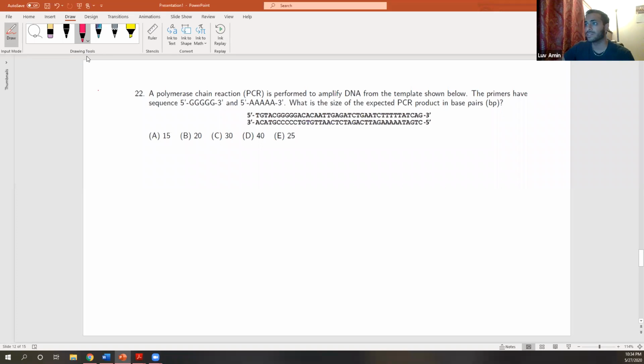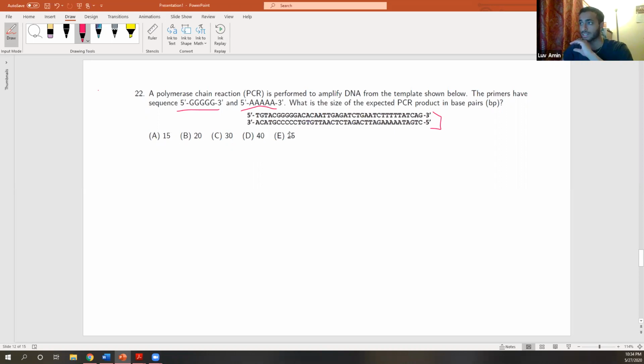Okay, 22. Polymerase chain reaction, PCR, is performed to amplify this DNA template shown here. Primers have the sequence all Gs or all As. What is the size of expected PCR product? Now, first thing is, you're probably wondering, why do we have 2 primers? Well, let me tell you what PCR is in the first place.